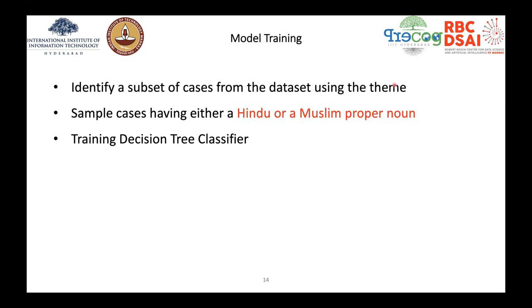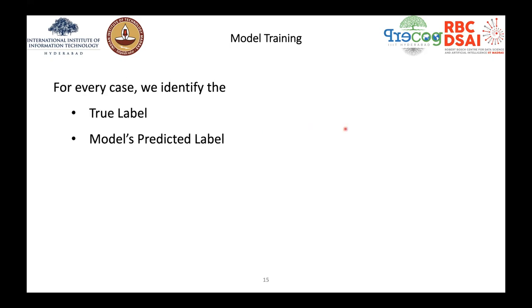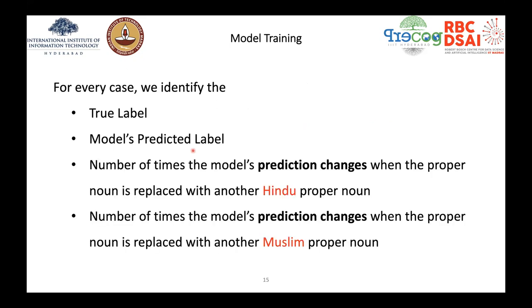So for each case, we have 2 themes and a set of keywords, but we are only going to look at those cases which have a Hindu or a Muslim keyword associated with a proper noun. For each model, we are going to identify a true label and the model's predicted label, which is fairly simple. But we are also going to identify the number of times the model's prediction changes when the proper noun is replaced with another Hindu proper noun, and then similarly for a Muslim proper noun.